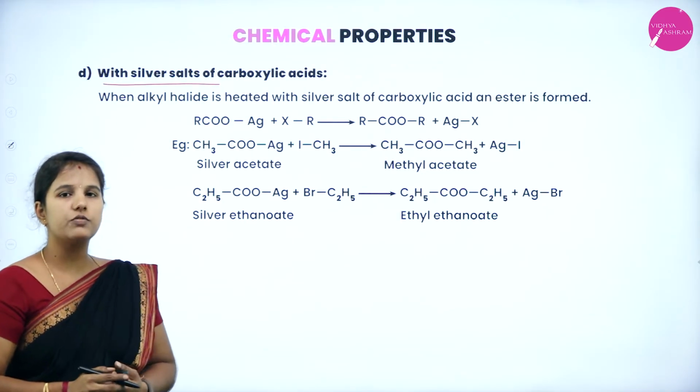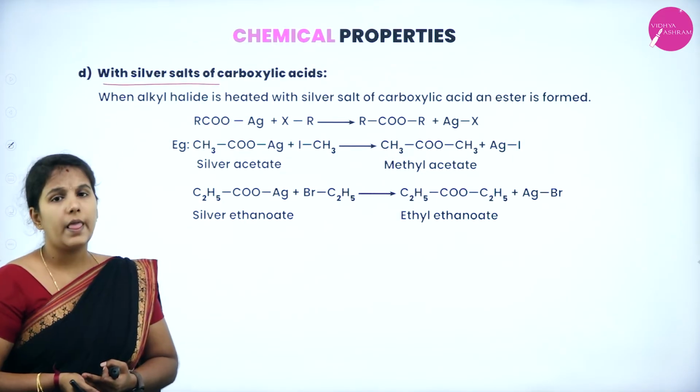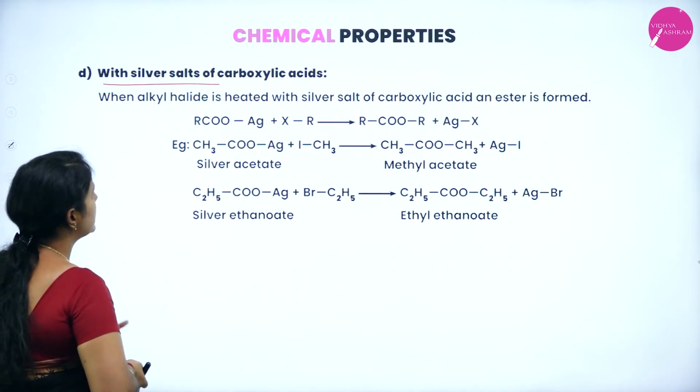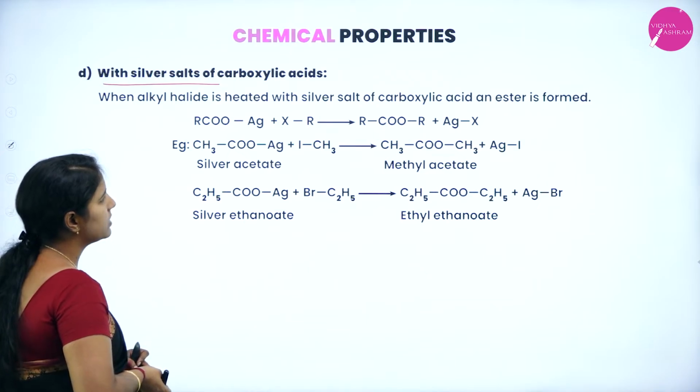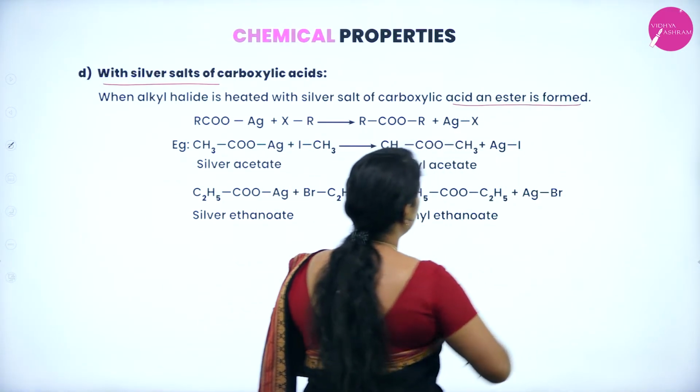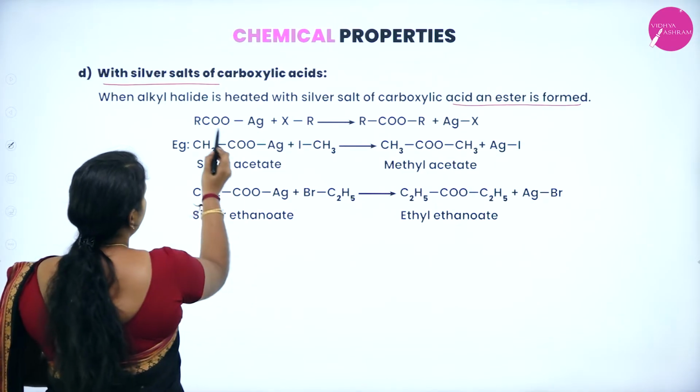With the silver salts of carboxylic acid, how will haloalkanes react? We'll see. When alkyl halides are treated with silver salts of carboxylic acid, esters are formed. What does it form? It forms an ester. So the general reaction goes like this.